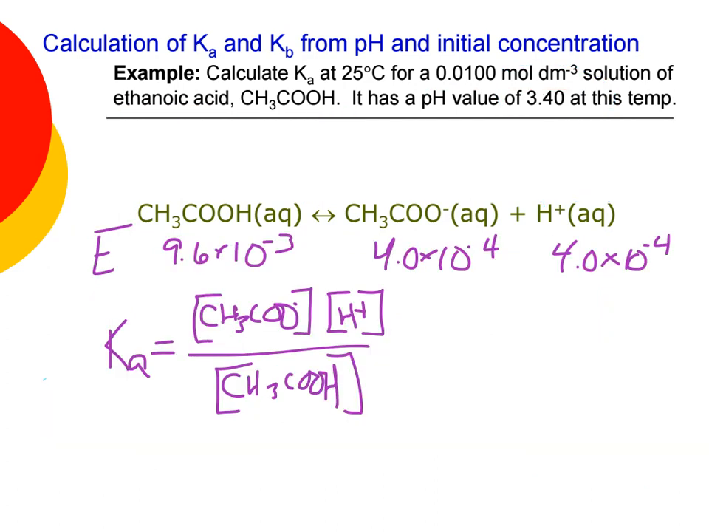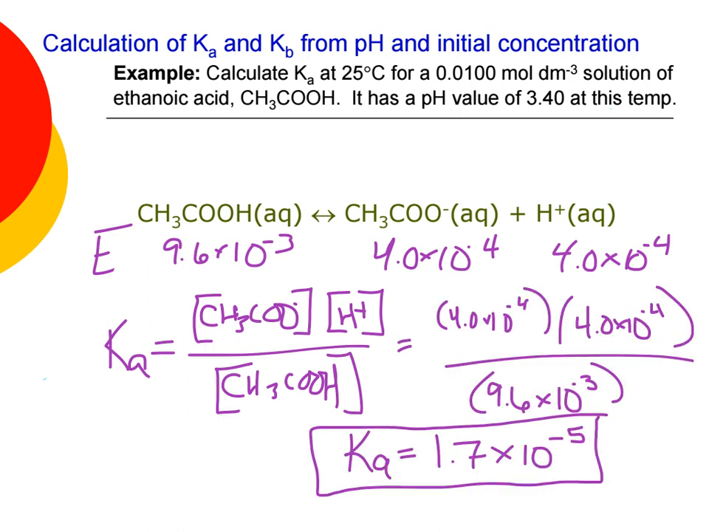Now that we have our equilibrium concentrations, we can start setting up the Ka expression. And that, of course, will have our products, the ions, on top, and the acetic acid on the bottom. Once we finally plug in the concentrations at equilibrium for each of these substances, we can solve for our Ka of 1.7 times 10 to the negative fifth. And that is our final answer.